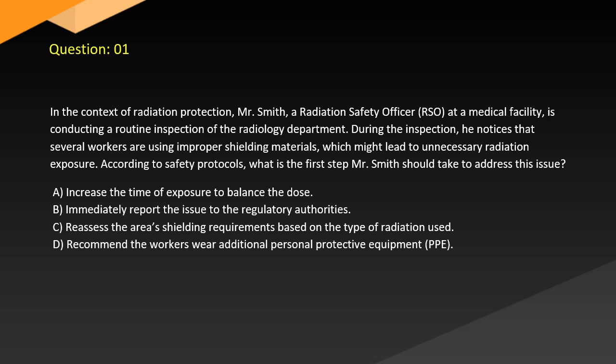Question 1. In the context of radiation protection, Mr. Smith, a radiation safety officer at a medical facility, is conducting a routine inspection of the radiology department. During the inspection, he notices that several workers are using improper shielding materials, which might lead to unnecessary radiation exposure. According to safety protocols, what is the first step Mr. Smith should take to address this issue?